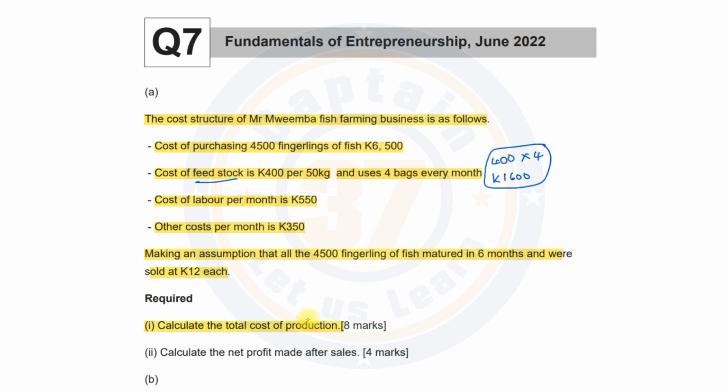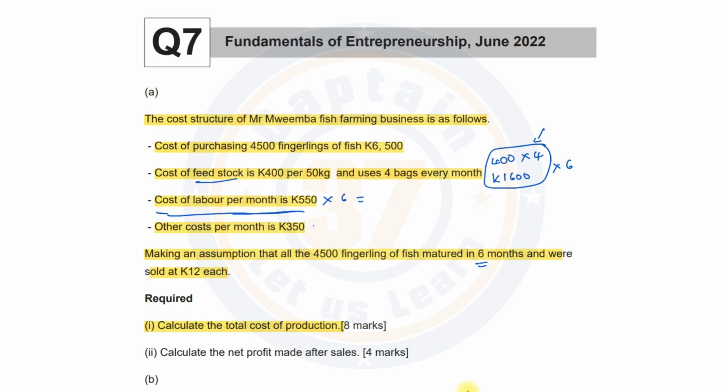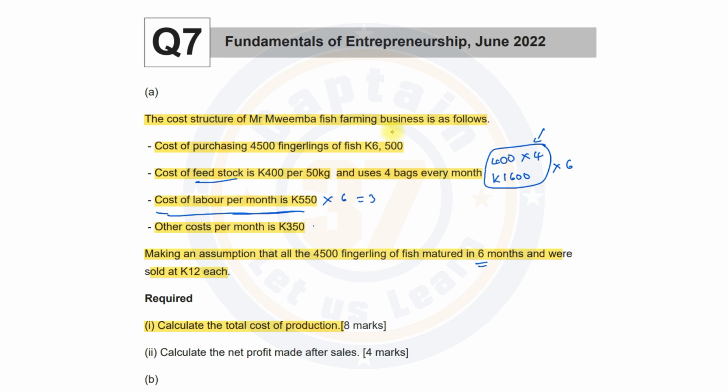Now, all this happens over a period of 6 months. So if this is how much he was spending for 1 month, 1,600, we're going to multiply this by 6. The cost of labor, which is this one, is also going to be multiplied by 6 because this is per month. So pull out our calculator, it's 550 multiplied by 6. That gives us 3,300, like that over there.